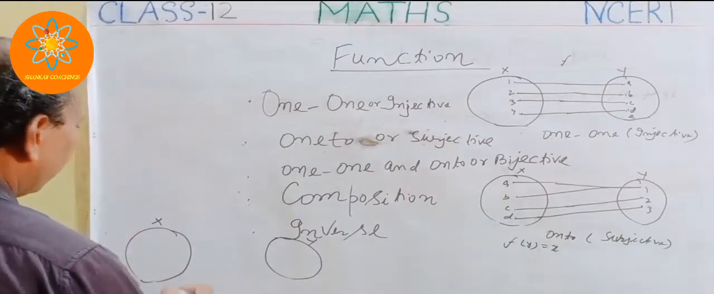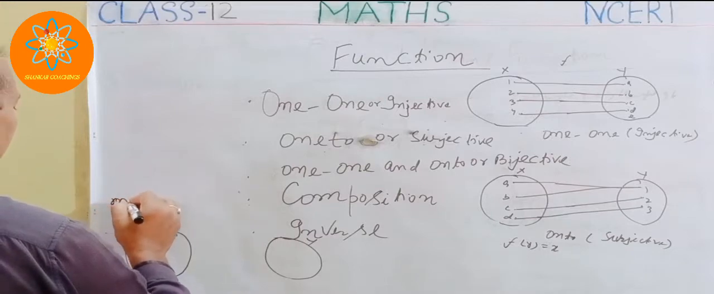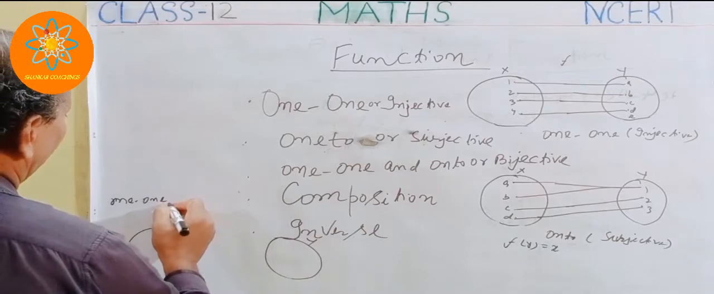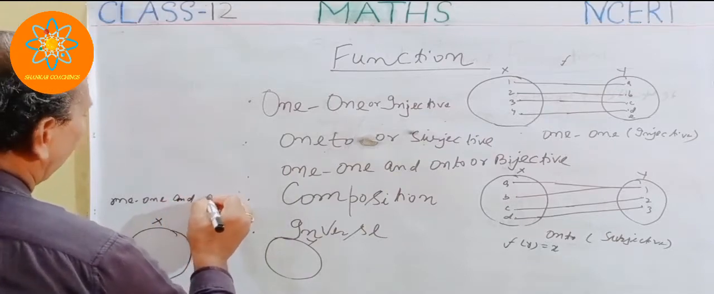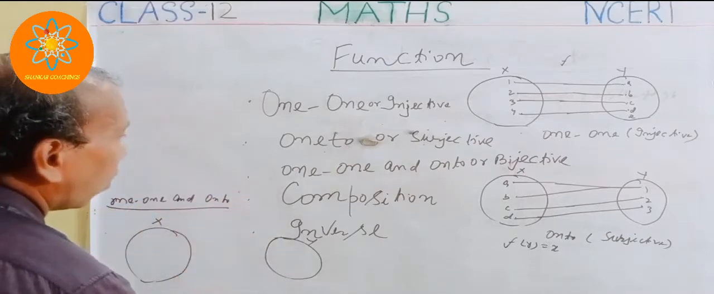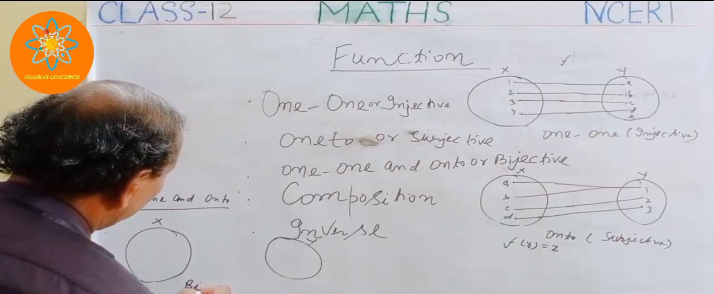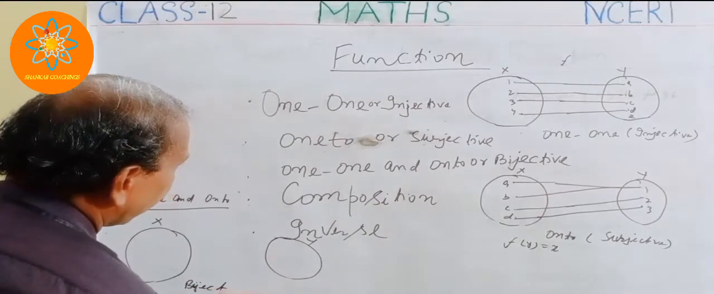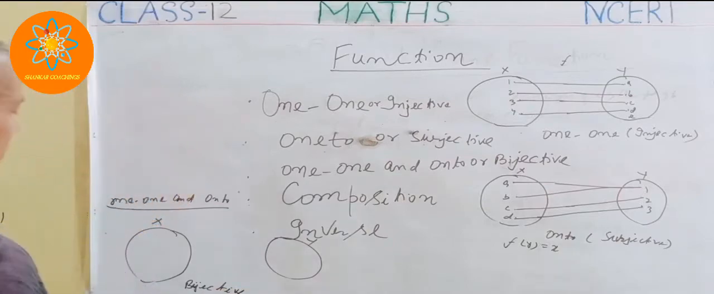So I will define here one-one and onto. Its name is what? One-one and onto. Also this is called bijective. This is also called bijective.